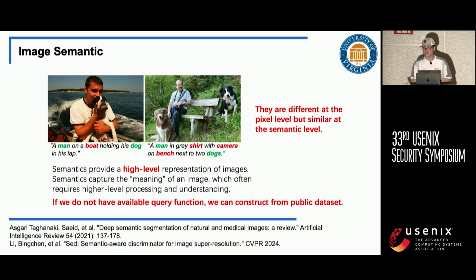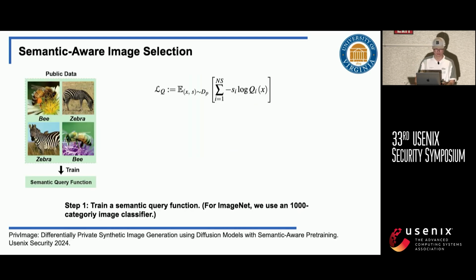In some scenarios, there's an open source semantic query function we can directly use. But in other scenarios, if we don't have an available query function, how can we do that? We can construct it from a public dataset.